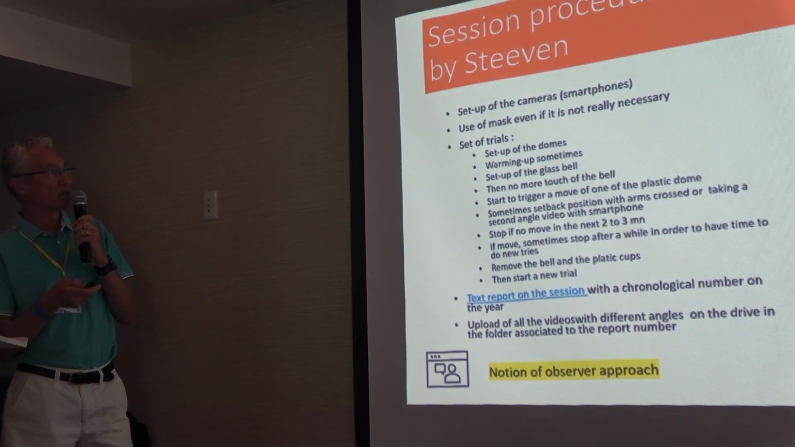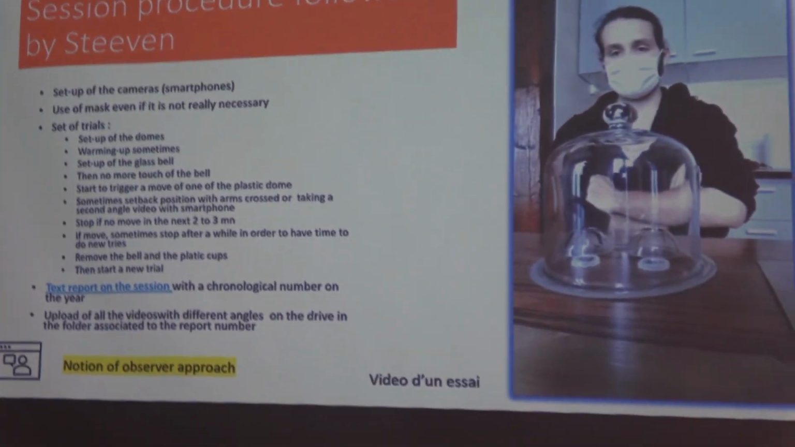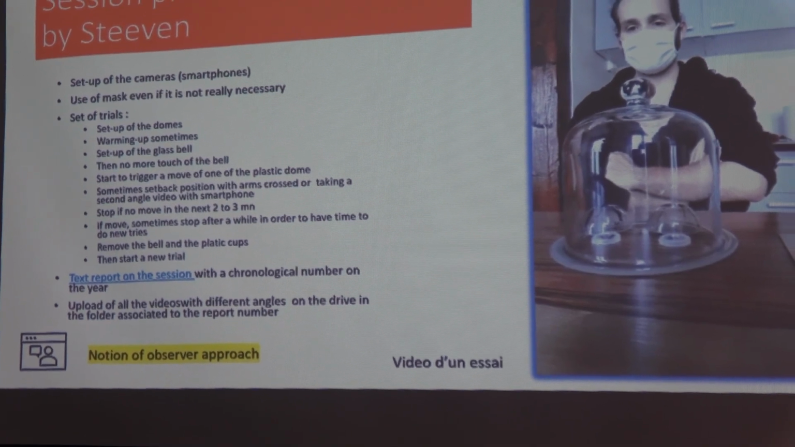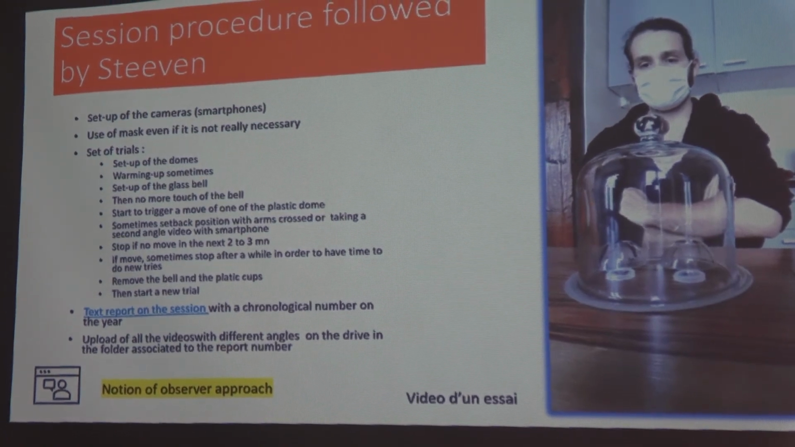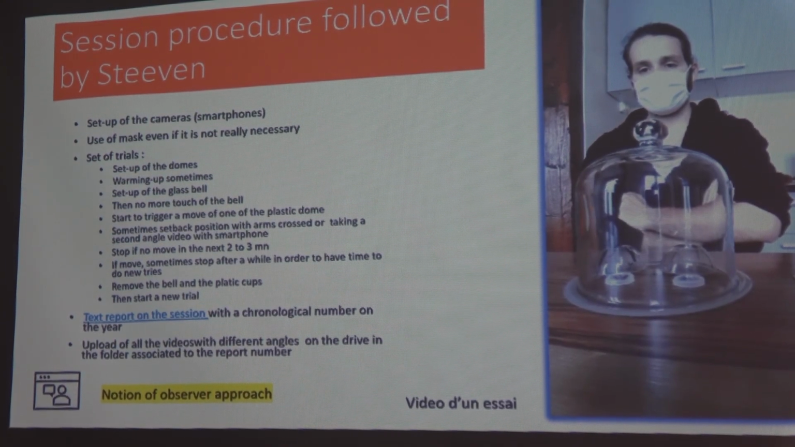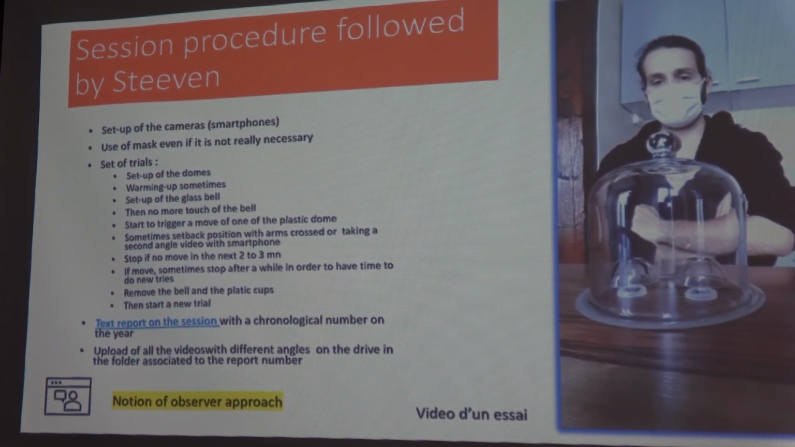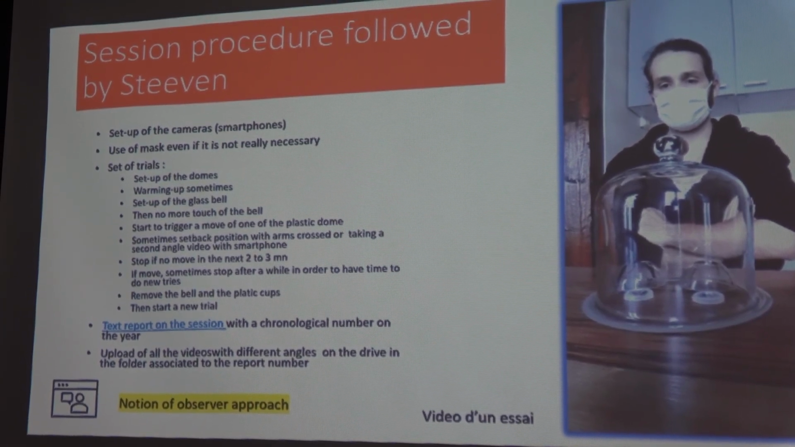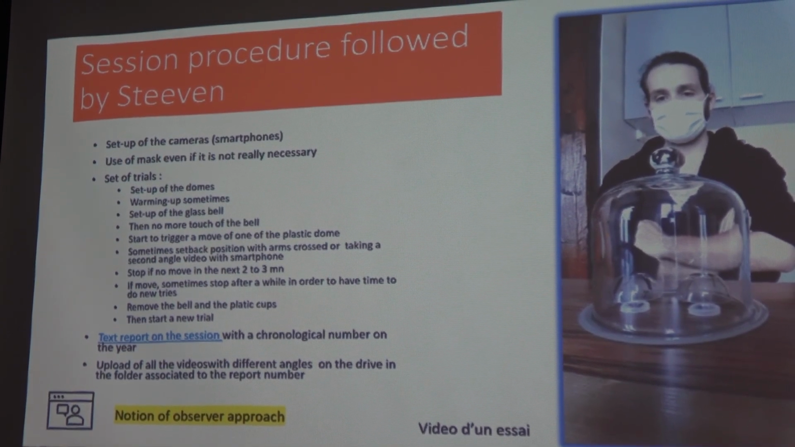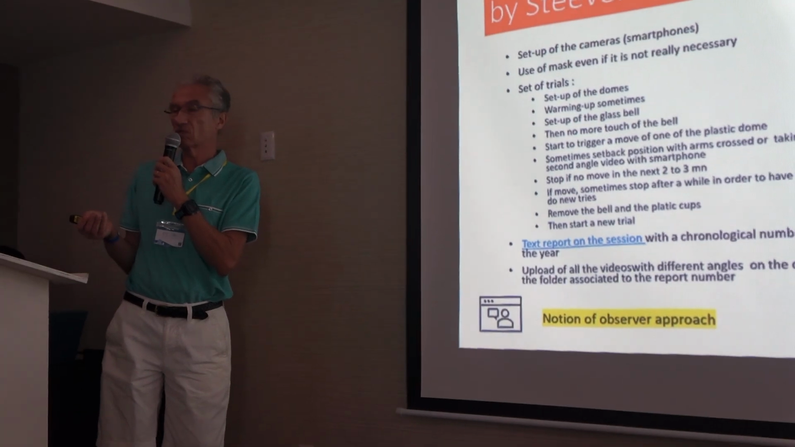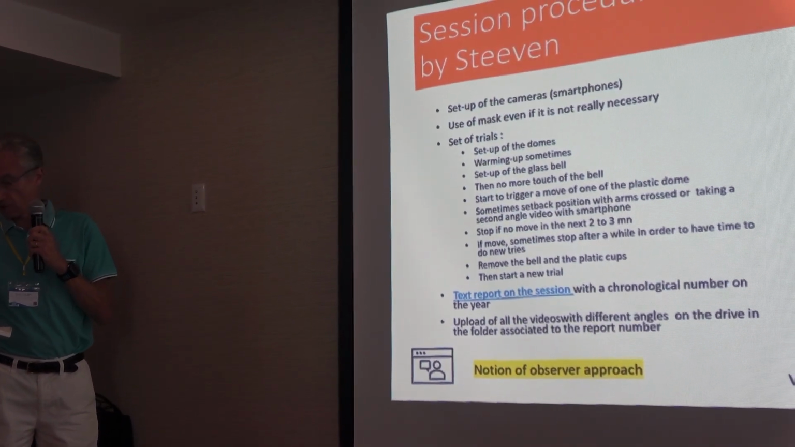So the typical procedure, I will go very quickly through it. He puts the camera, he puts the targets, puts the dome, and he tries to run it. If after about 2 or 3 minutes it doesn't run, he removes the laboratory bell, he removes the target, and he tries again. Okay? And this is what we call a session. A session could last from 15 minutes to 30 minutes. Right. And at the end, he generates a report.